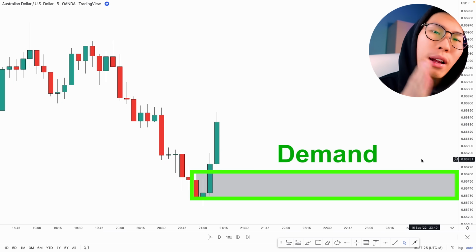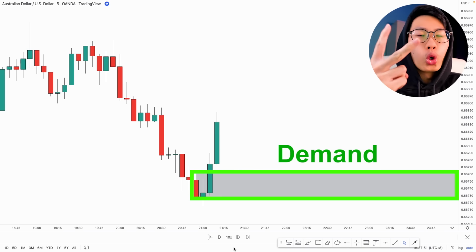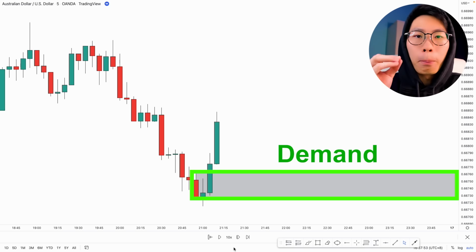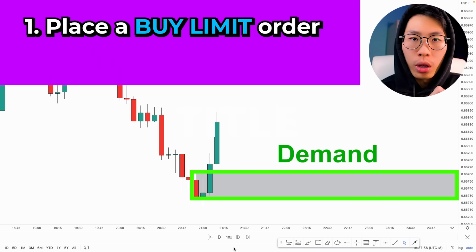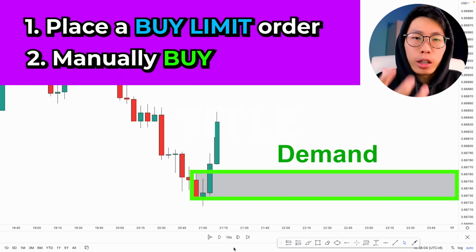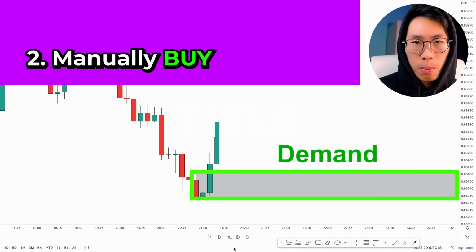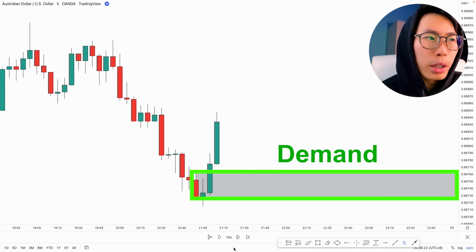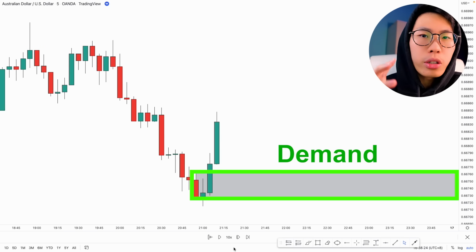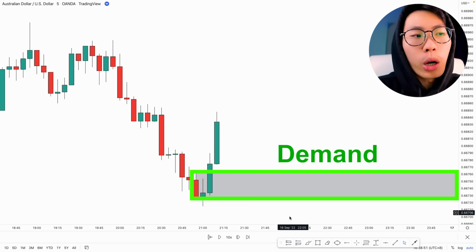So right now, we are waiting for price to come back down to this demand zone to retest it before entering for the trade. There are basically 2 ways you can trade this. You can either place a buy order at the demand zone so that when the price gets down there, your broker will automatically get you into a buy position, or you can manually enter the trade after you see what price is doing at that area, which is the one that I like more. Because remember, no matter how strong the demand area is, there is always a chance that price is going to break past it. So right now, I'll be patiently waiting for price to come back down to this area.